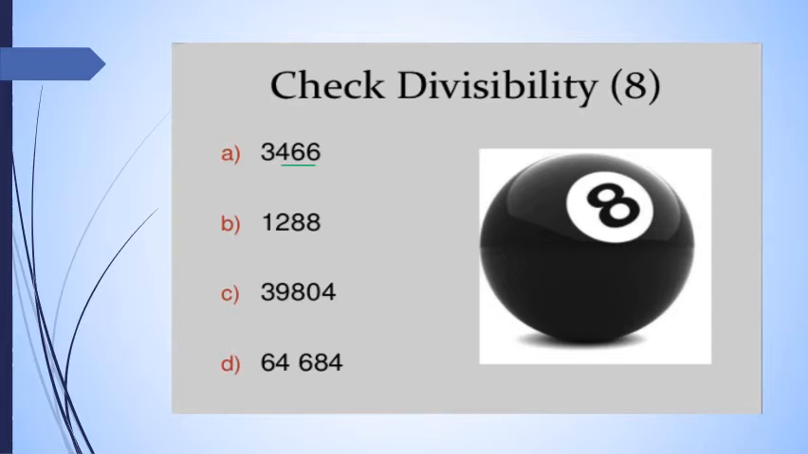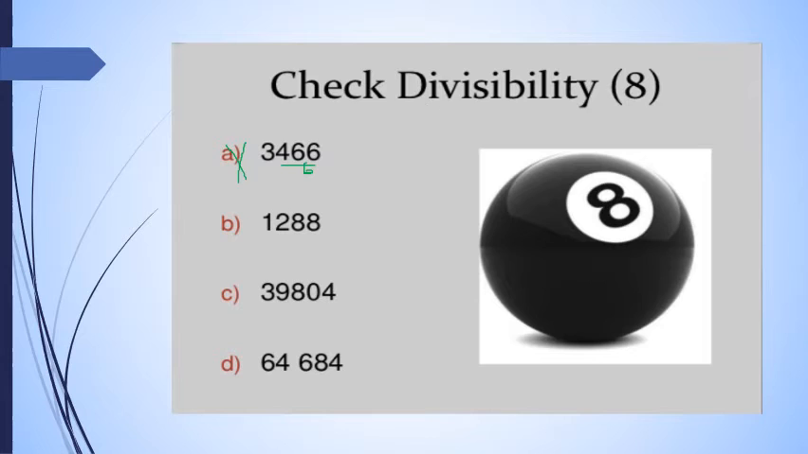When I divide 466 by 8, I am doing this calculation in my mind. 8 times 5 is 40, and there will be remaining 6. 6 will go here, and it will become 66. Now 66 is not a multiple of 8, so the last three digits are not divisible by 8, so this number cannot be divisible by 8.